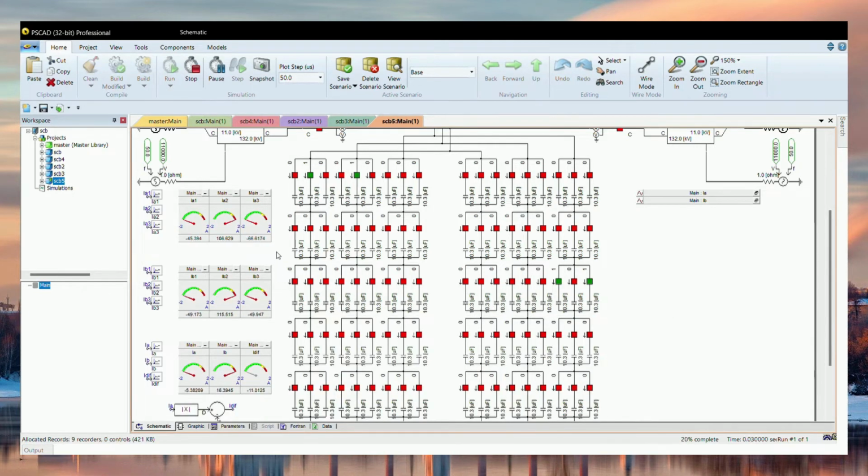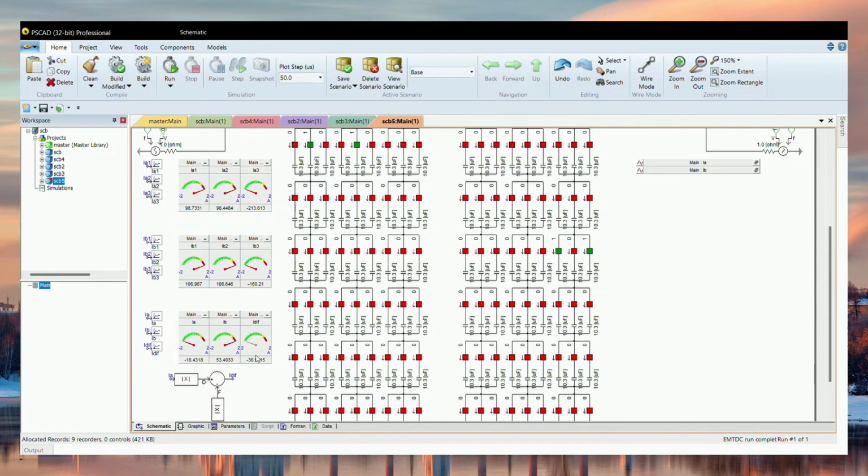Okay, now based on the four faulty capacitor banks that occur in this circuit, the I difference we get is negative 36.97 ampere. That will mean this shunt capacitor bank has a faulty capacitor.